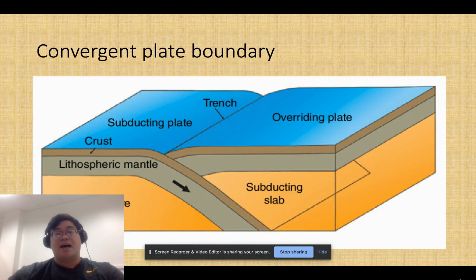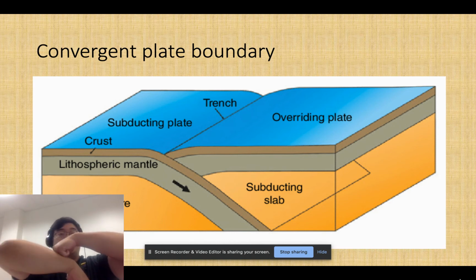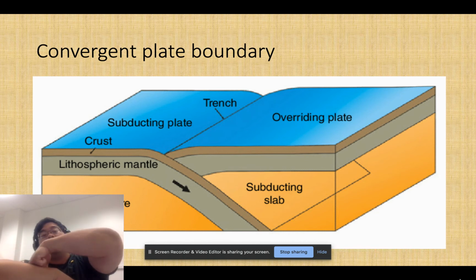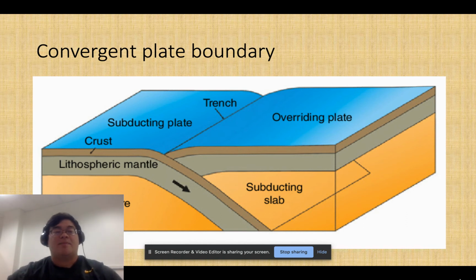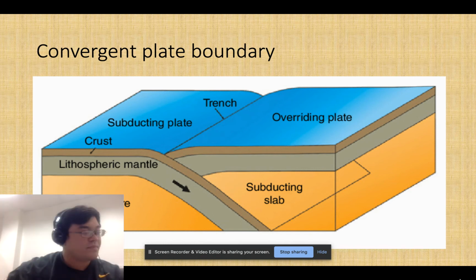So if you look on this diagram right here, you have the subducting plate, or the one that's going underneath, and you have the overriding plate, the plate that's going over the other plate that's going down into the mantle. Okay? So this diagram has a nice arrow showing the movement of the plate that's going down. Okay, so now we're going to give this a shot.